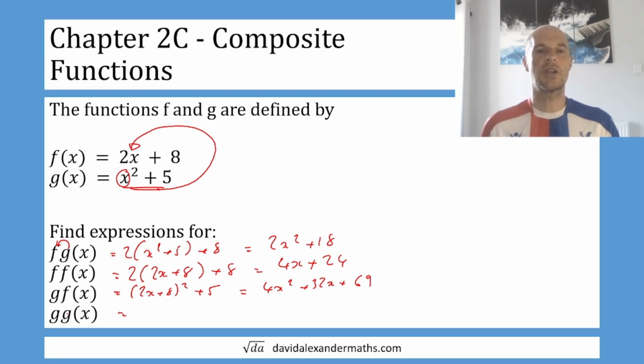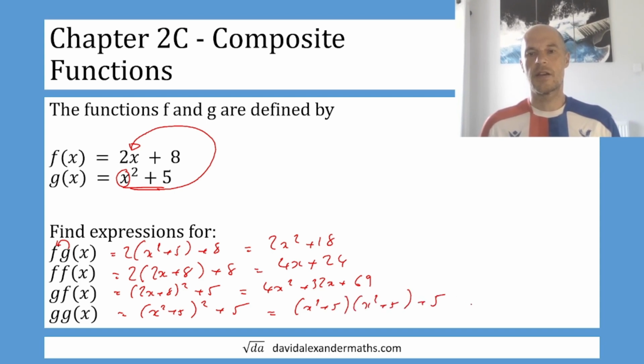And the gg of x, we're putting g into itself. So we are replacing this x with the whole of x squared plus 5. So it's going to be x squared plus 5, that is squared, plus 5. So the x here is being replaced with the whole thing. And that will give us, we might want to write double brackets there for the x squared plus 5. So that's going to be x to the power of 4 plus 10x squared plus 25 plus 5, so plus 30. A little bit tricky, that last one, but just remember you're substituting the right-hand function into the left-hand function.